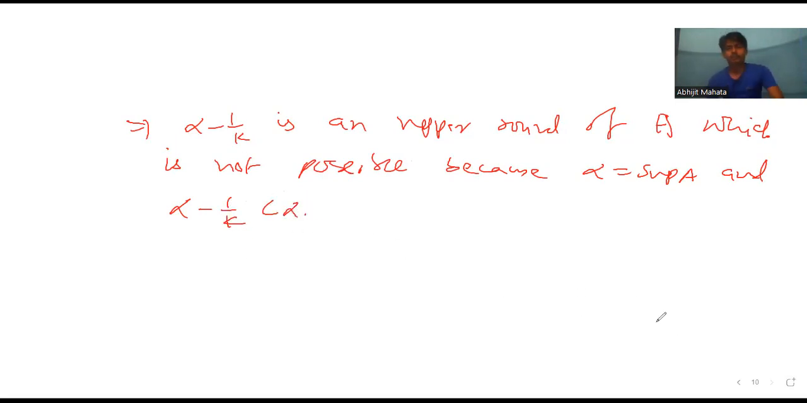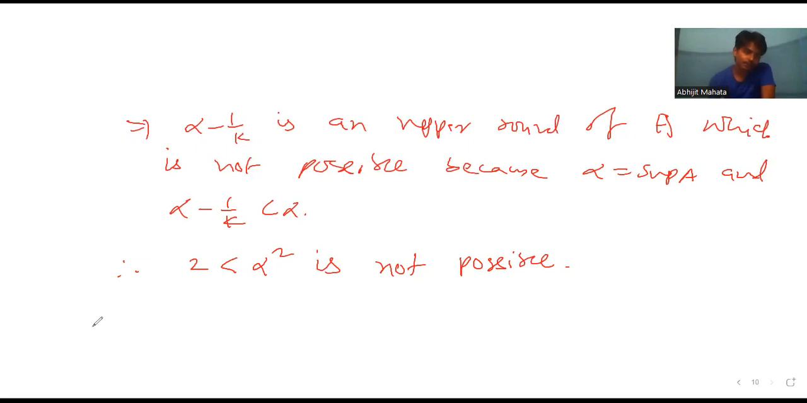So what we are getting is that 2 is greater than alpha square, and this is not possible. So so far we get that alpha square less than 2 is not possible and 2 less than alpha square is not possible. Now there is only one possibility, alpha square equal to 2.